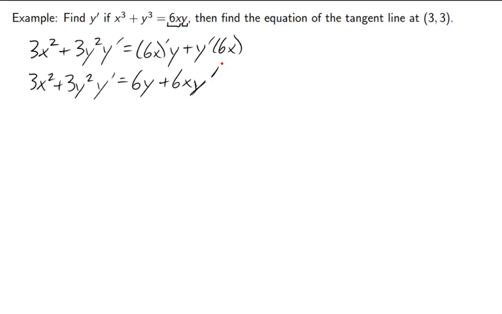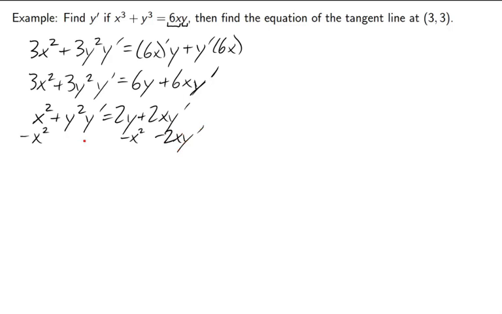If you have x times another function, you have to use the product rule. Now we're at a point where we can use our rule. One of the things that I see that I'm going to do to simplify this is I'm going to divide everything by 3. What we do now is we get the y primes on one side, and that's how we're going to solve for y prime. I'm going to subtract x squared from both sides to get it over here out of the way. And I'm going to subtract 2x y prime from both sides to get the y primes by themselves on one side of the equation. So I get y squared y prime minus 2x y prime equals 2y minus x squared.